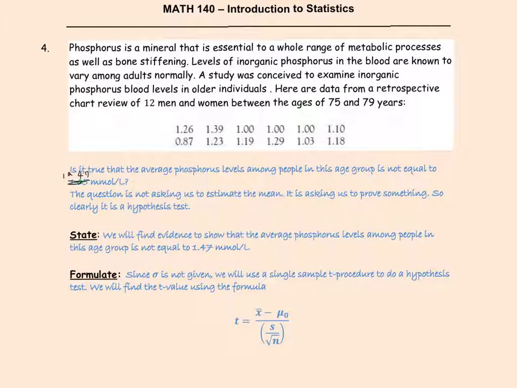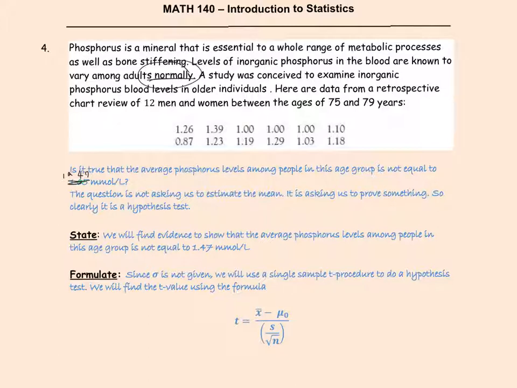Now here we'll do a T procedure, but let's read the question first. Phosphorus is a mineral that is essential to a whole range of metabolic processes as well as bone stiffening. Levels of inorganic phosphorus in the blood are known to vary among adults normally. So the amount of phosphorus in the blood is a normal distribution. That's what this tells us.